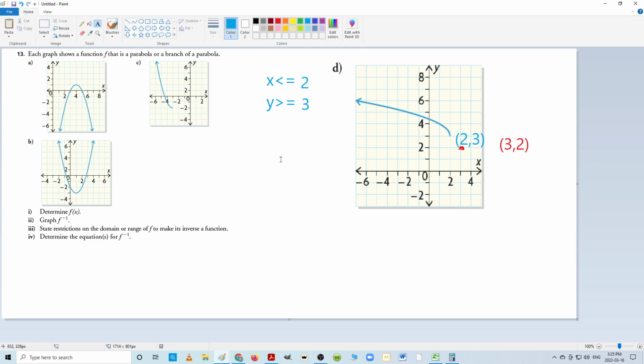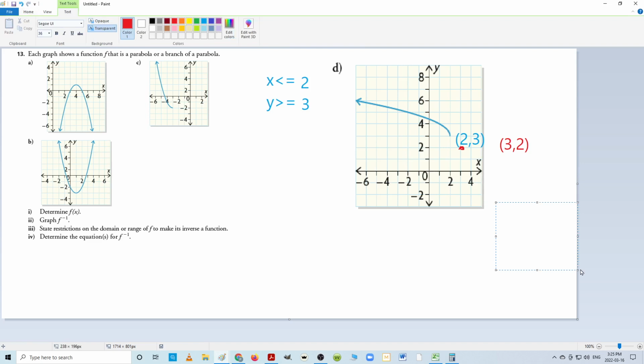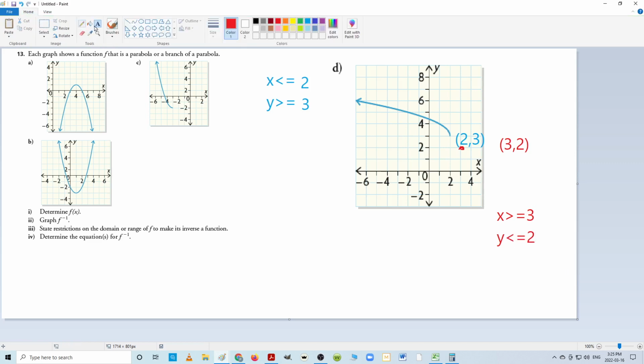Okay. Now that means I can immediately write my domain and range restrictions for my red line, for my inverse line, as x is going to be bigger or equal to 3, and y is going to be smaller or equal to 2. Which tells me that this is going to go down here, because it's got to go down below 2.